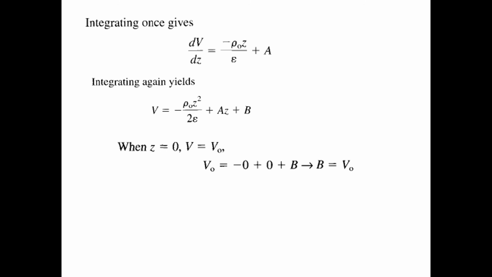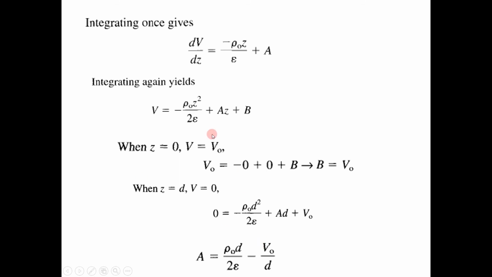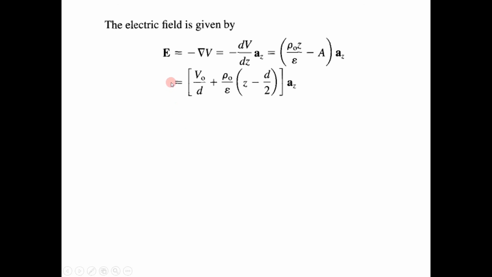Okay. And you are substituting these two and you are calculating the value for a and b. And you are substituting for a and b in this equation. So now you have the equation for V, and then to calculate E, what you are doing is E is minus del V. Again it only involves z, so minus dV by dz into a z. You have the equation for V, you take the derivative, you get the equation for electric field.